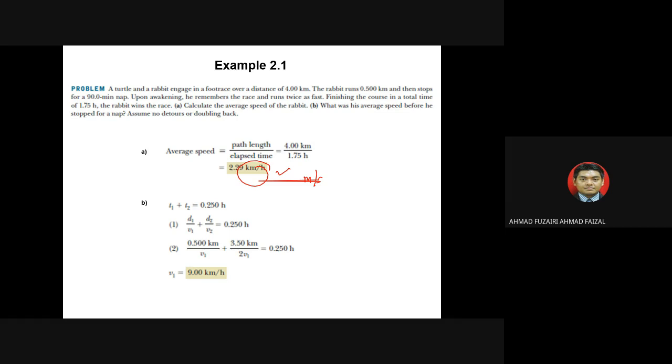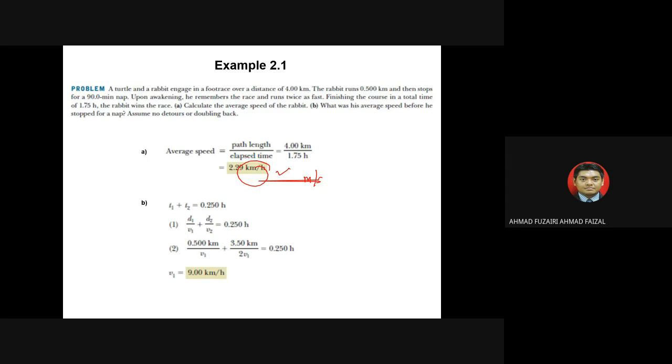All right. So it's stated here, finishing the course in the total time, the rabbit wins the race, because the rabbit runs 0.5 kilometers then stops for a 90-minute nap. 90 minutes is considered to be how many hours? 90 minutes is 60 plus 30, so 1.5 hours. Then he runs twice as fast, so he increases his speed, finishing the course in a total time of 1.75 hours. Calculate the average speed of the rabbit.